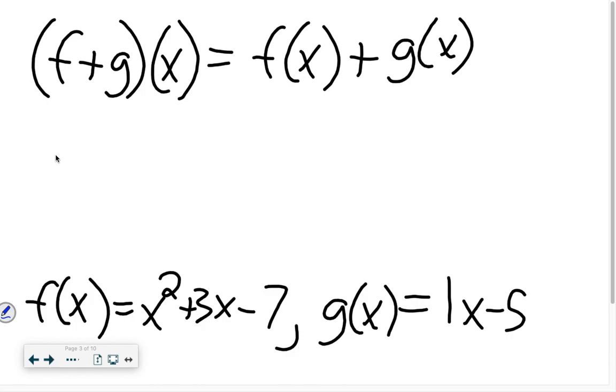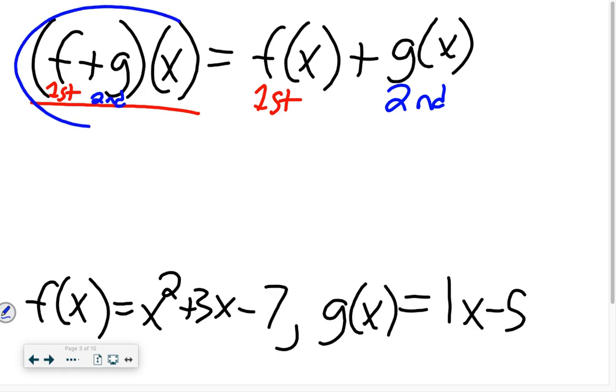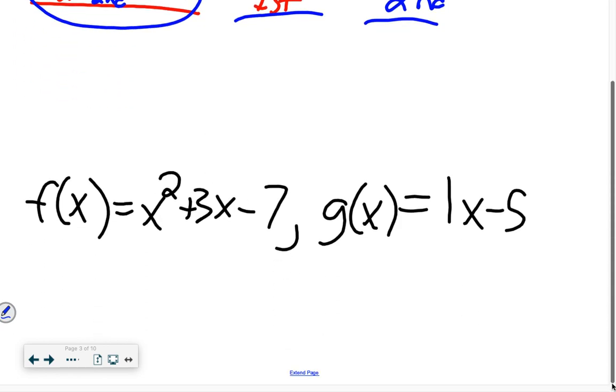Now basically, this notation right here, f plus g in parentheses of x, is the same thing as adding the first function and the second function. Okay, so f plus g of x, if you look, f is the first, g is the second. So if you see this notation, it basically just means you add the first and the second equation, okay? You just add the two equations together. And so this is Chapter 8 skills, which we're going to go over here.